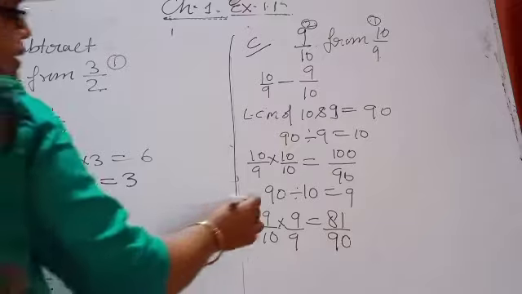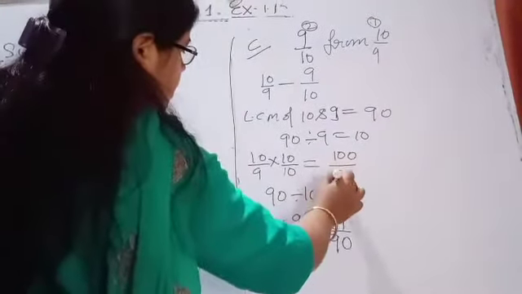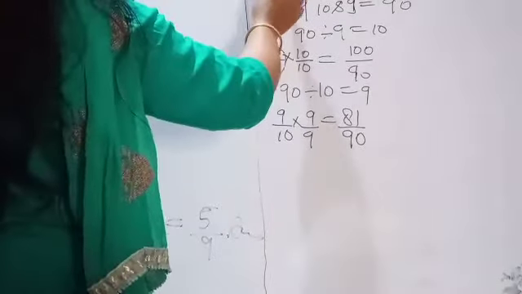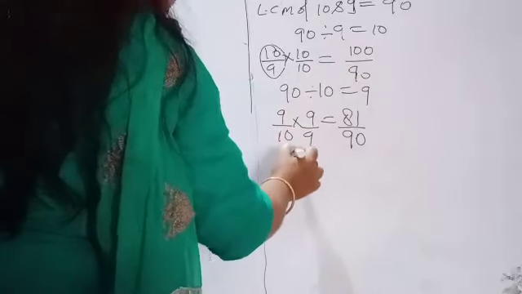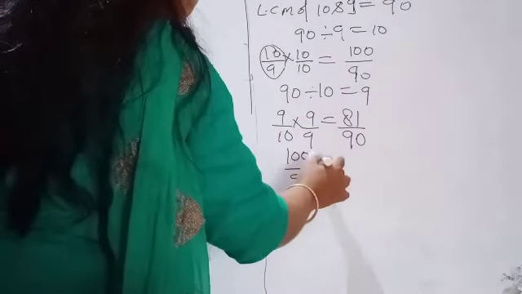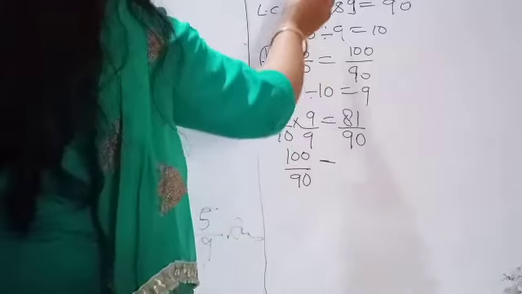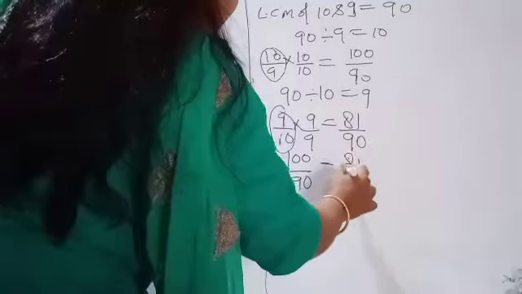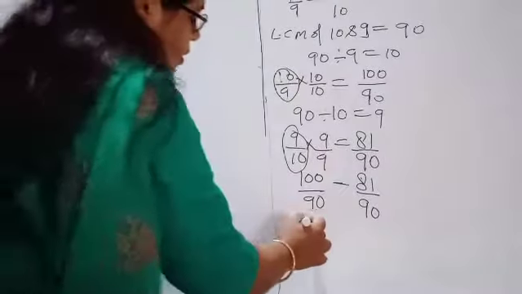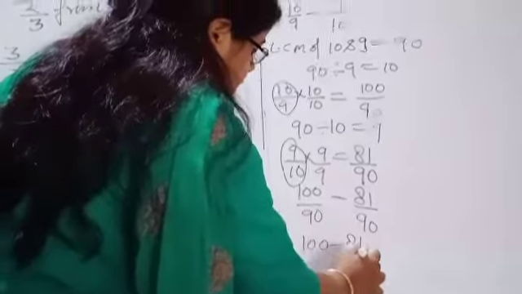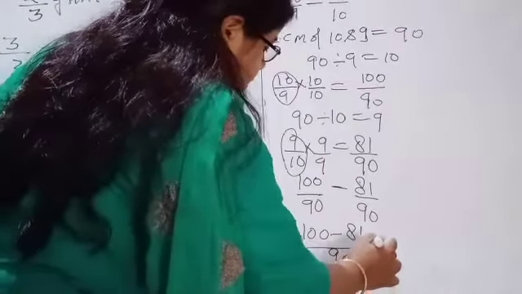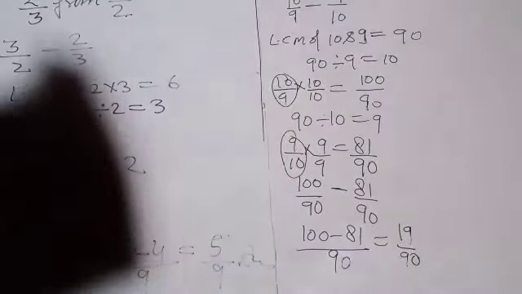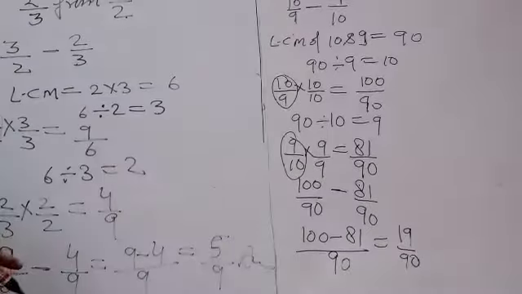So in this way you can see that 10 upon 9 was the first fraction in your question. So what can you write? 100 upon 90 minus the second fraction, which was 9 upon 10. So what will you write? It will become 81 upon 90. Now 100 minus 81 upon 90 will become 19 upon 90, which will be your answer. So in this way, complete the rest of the parts of this question also.